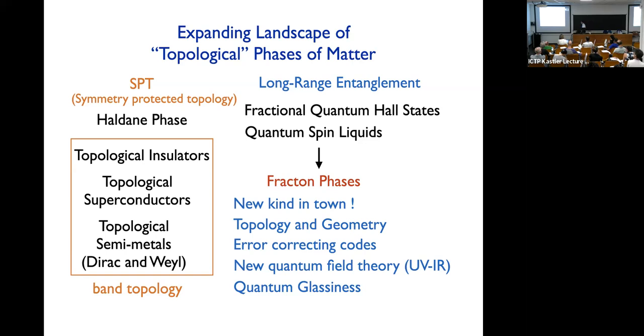Now, because these phases depend both on topology and the geometry of the lattice, you have to worry about how you may be able to write down a continuum field theory for this, because now you have to worry about both long distance and short distance physics at the same time. There has been some development like that. Also, some people think about these phases as a good example of quantum glasses. So these are some of the motivations.